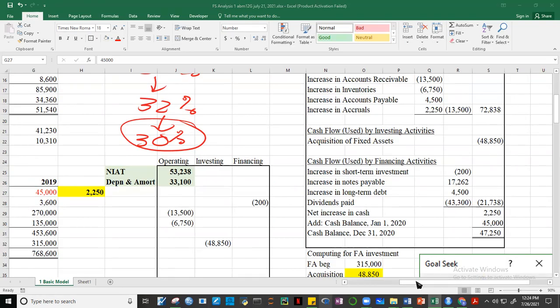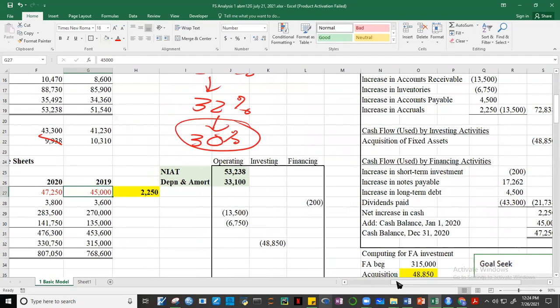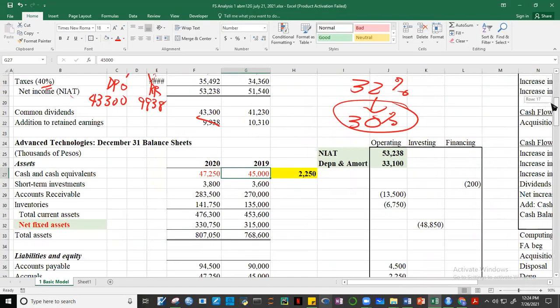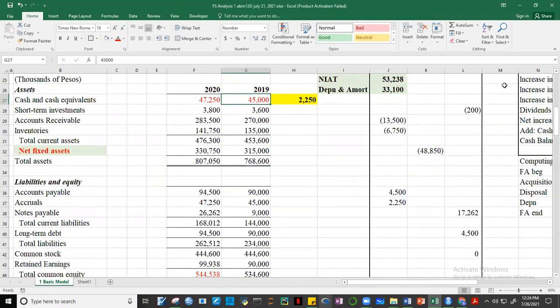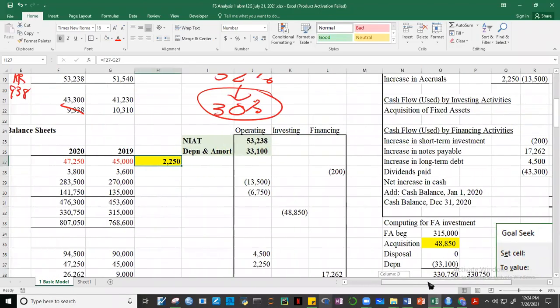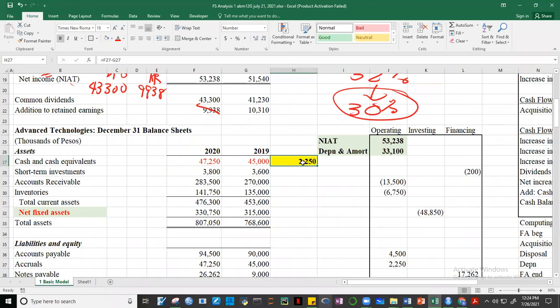Sa balance sheet, guys, may mga hindi tayo sinama. Okay? Technically, not all lines, no? Example, yung cash and cash equivalents, hindi natin sinasama yan dito sa template natin. Kasi itong 2250 na yan, ito yung gusto natin malaman kung yun ba yung nag-result dito sa template natin. Okay?